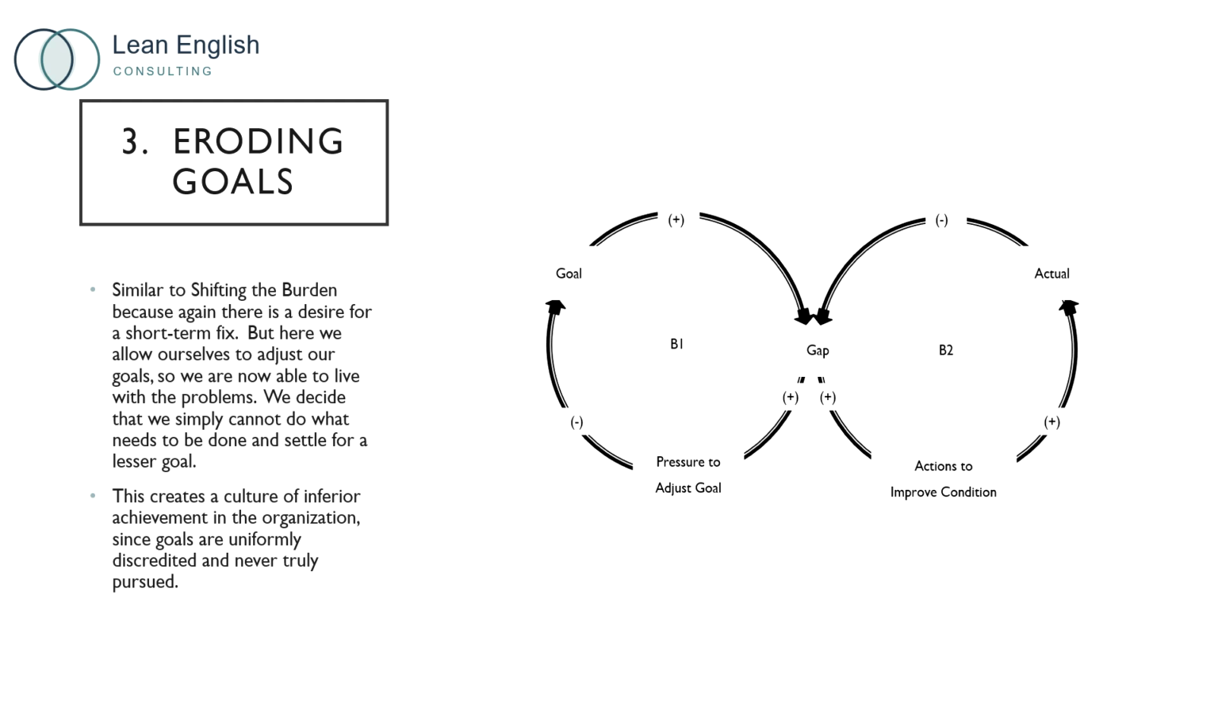In the future, this creates a culture of inferior achievement in the organization, since goals are uniformly discredited and never truly pursued. I saw this often when I worked as a personal trainer. I would meet a client and discuss their goals so we could create a training plan. Often, they arrive with a very specific picture in mind. For example, one client told me that she wanted Madonna's arms. This was in 2009 when Madonna was in excellent shape.